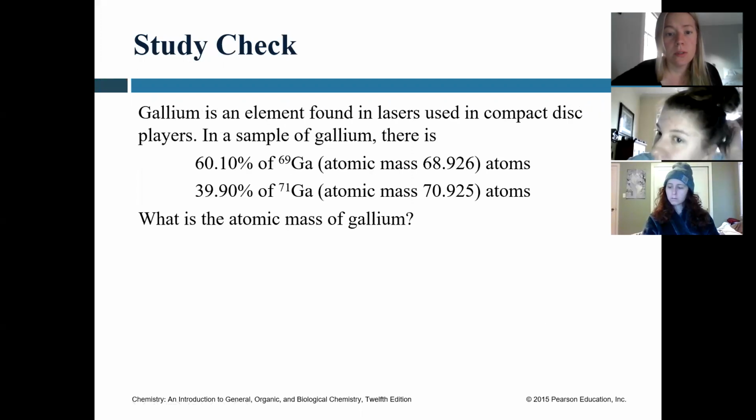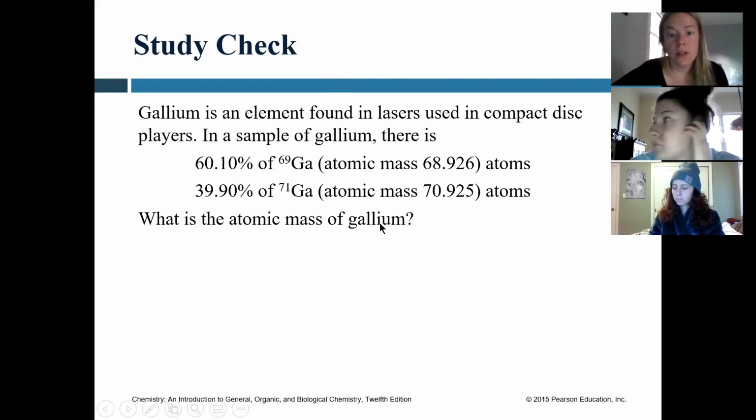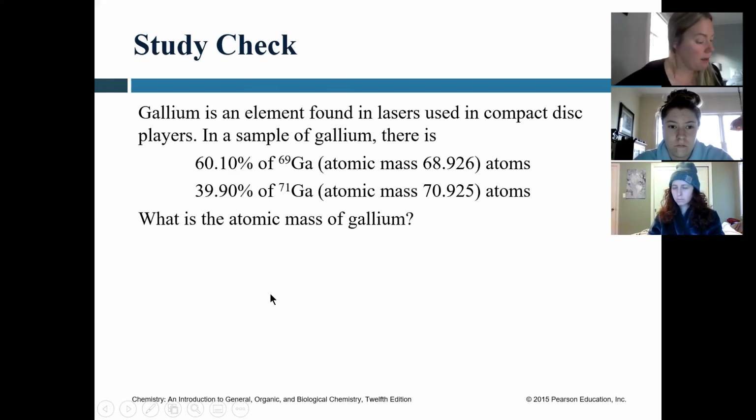So I want you to do this one here. Gallium has two isotopes. There's gallium-69, but it's actually 68.926. So use the more specified number if it gives that to you. And then there's gallium-71, which really has a mass of 70.925. And these are their relative percentages. So I want you to calculate the atomic mass of gallium.